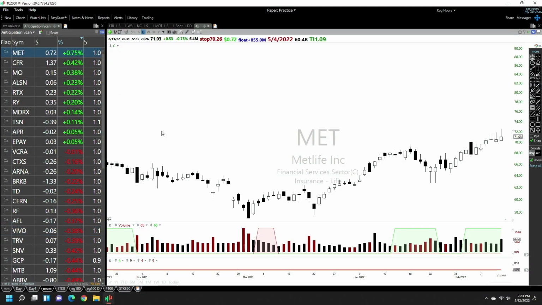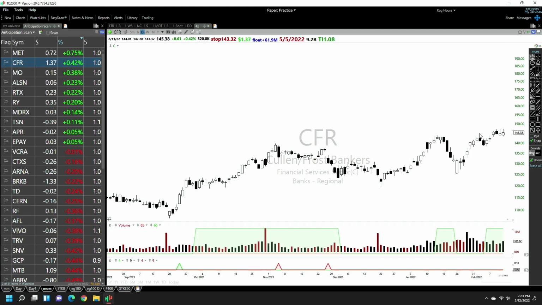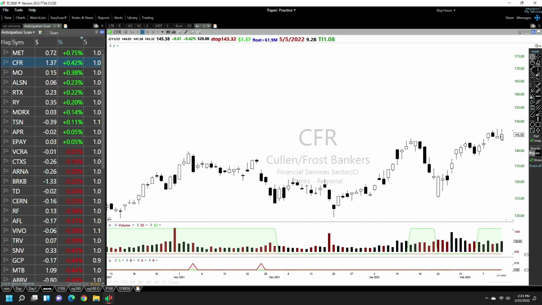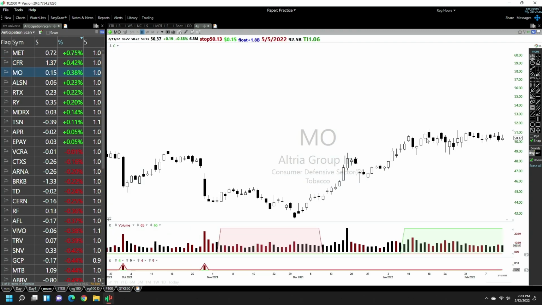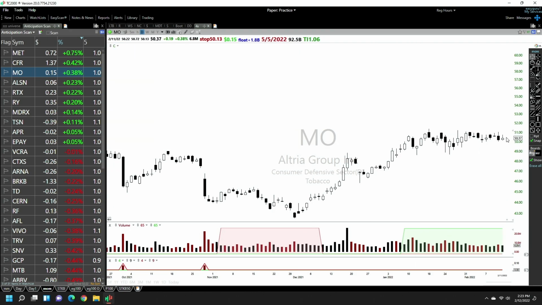So when we go into this, what you'll see is MET now. That is not setting up as an anticipation setup. Now this CFR is going sideways, but again, it doesn't have a very tight range, right? This stock is just going sideways now, and it has established momentum. It is going sideways. If it breaks out, it is likely to have another leg up. So that's one candidate we found.